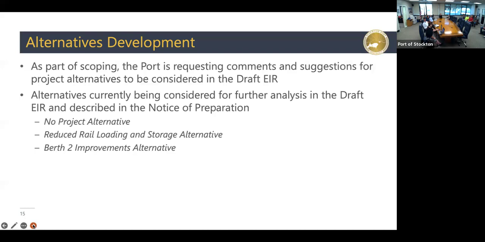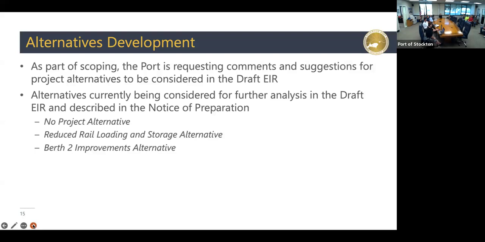The first is the no project alternative, which is required by CEQA and represents what would be reasonably expected to occur in the foreseeable future if the proposed project were not approved. Under this alternative, the port would not issue a new lease to Nevada Cement and no new developments would be constructed at berth 3-4 or to landside storage and truck or rail car loading systems by Nevada Cement.